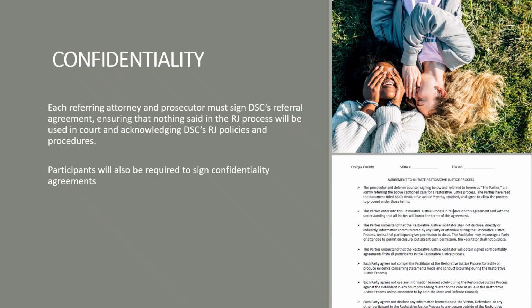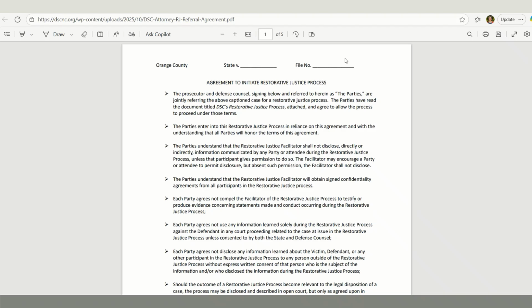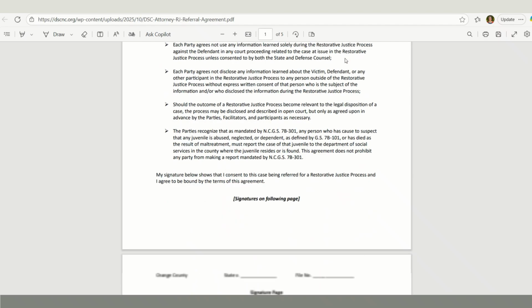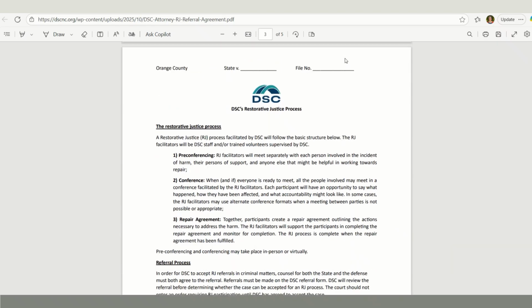So when I meet with participants, I will also have them sign an agreement regarding confidentiality. The other purpose of having attorneys sign the restorative justice referral agreement is for them to acknowledge that they've read DSC's policies and procedures in restorative justice cases. Those policies and procedures are attached to the agreement, and many of them are covered in this presentation.